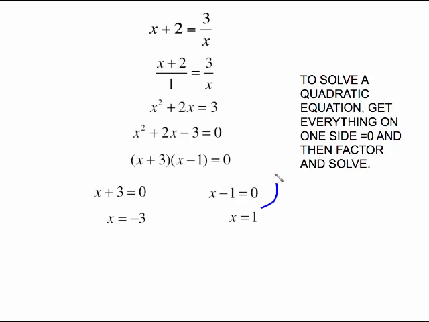If I put 1 in for that x, I would have a 1 in the denominator, no problem. If I put negative 3 in here, I'd have a negative 3 in the denominator, no problem. That says both of these answers are correct.